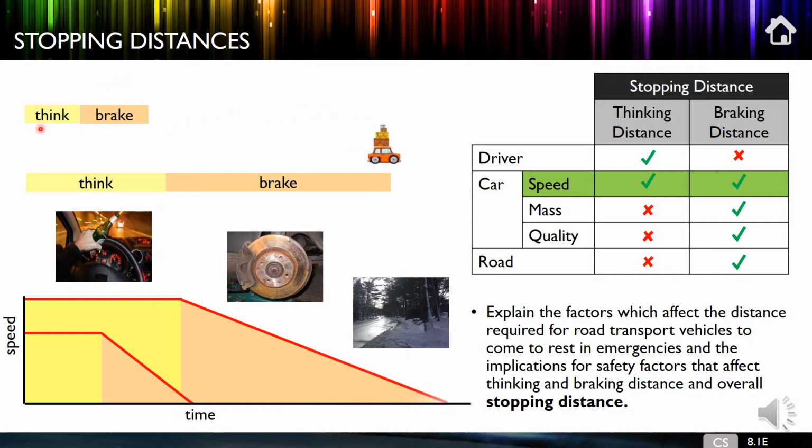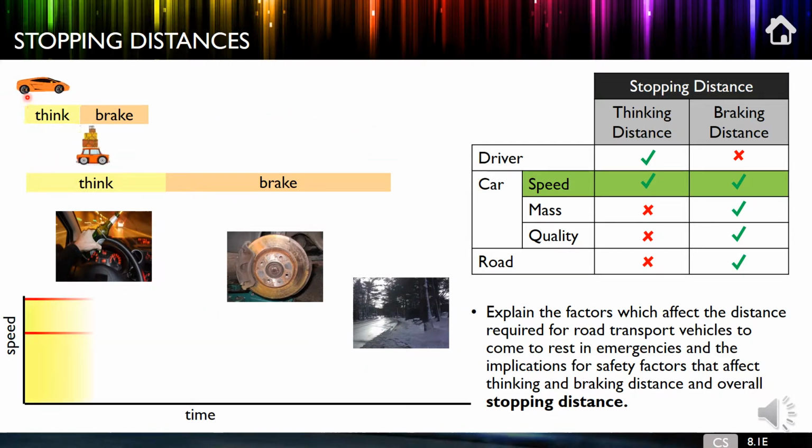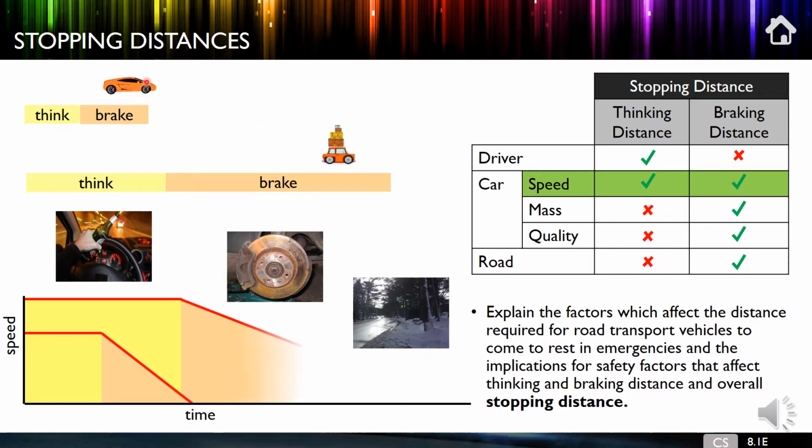So in the ideal scenario, you're traveling slowly, you've got a very good, well-maintained car, it's not overloaded, and you're sober and alert, and you stop quickly. The nightmare scenario is you have an old car, it's not very well maintained, it's overloaded, you're drunk, you're tired, and you're going too fast, and your distance is going to be much further.